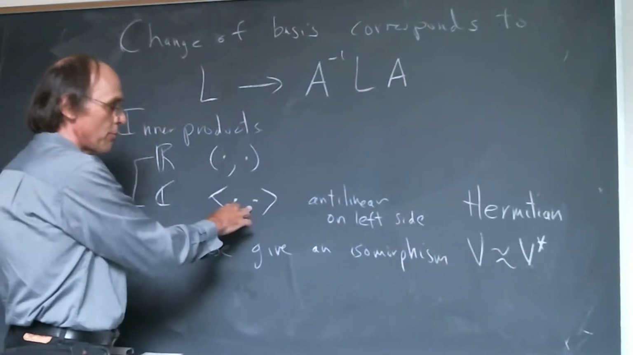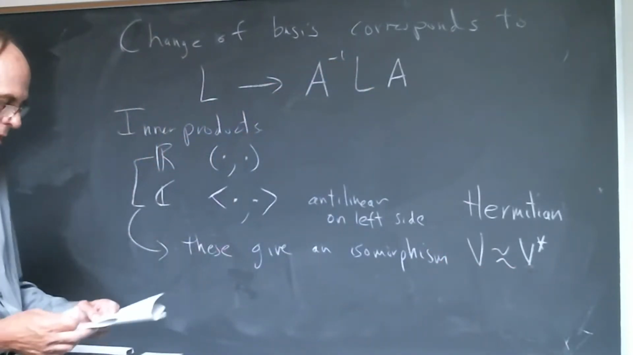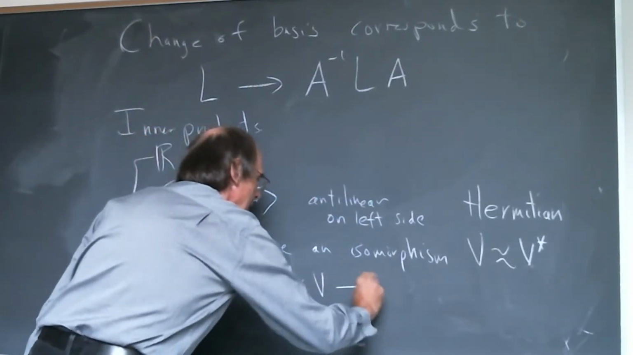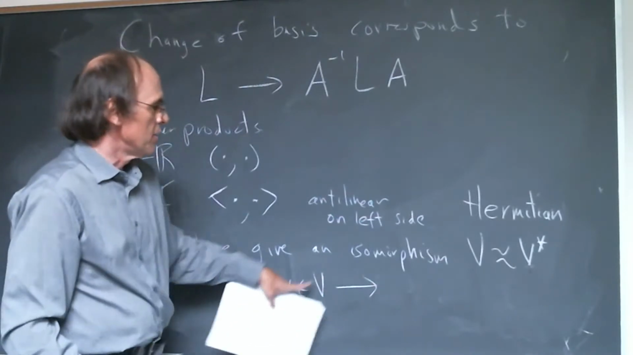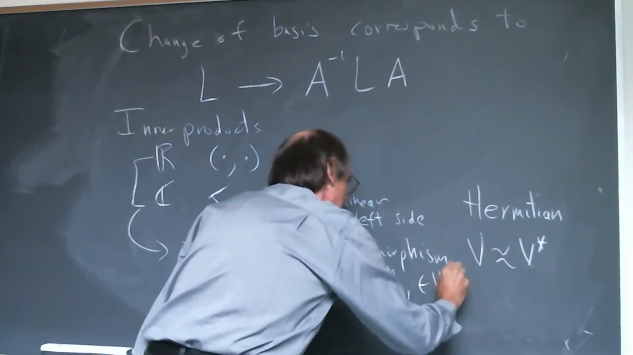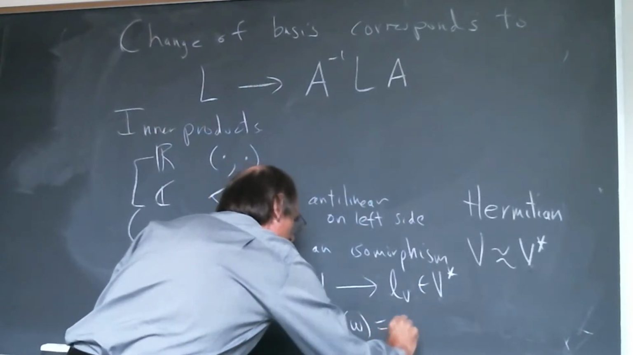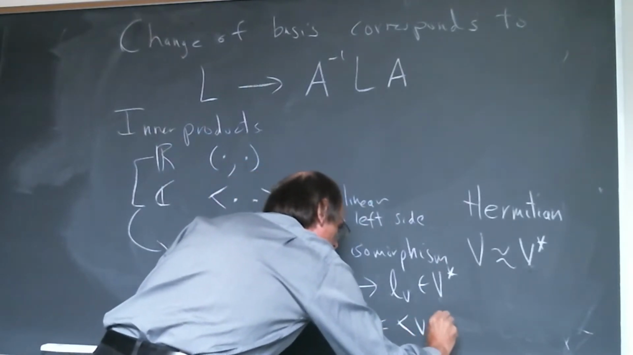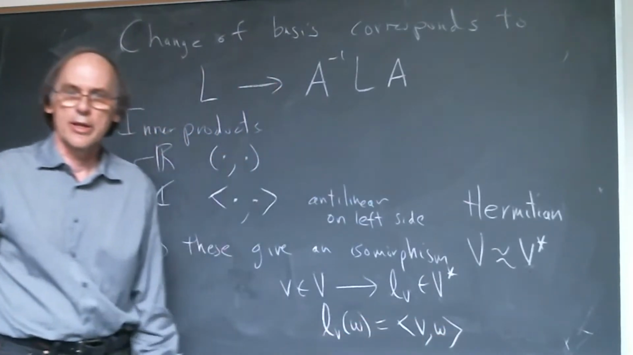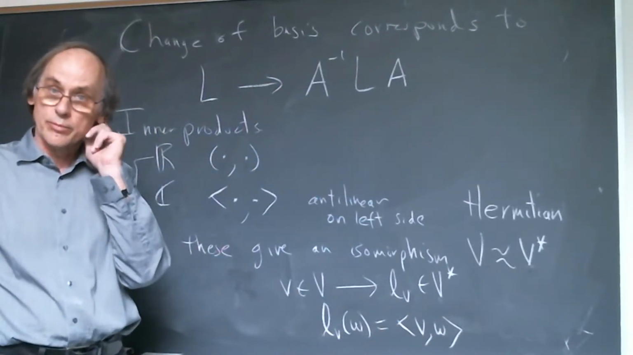But if you do have an inner product, you can use it to relate these things, and you relate it just by L. So if V is in V, the isomorphism maps this to L_V, where L_V of W is (V, W), either round or angular brackets, depending upon whether you're real or complex.